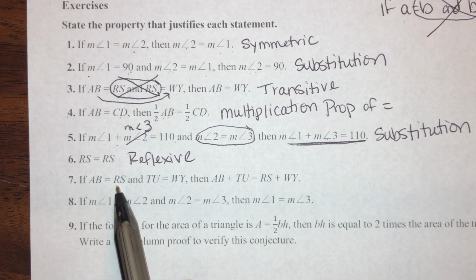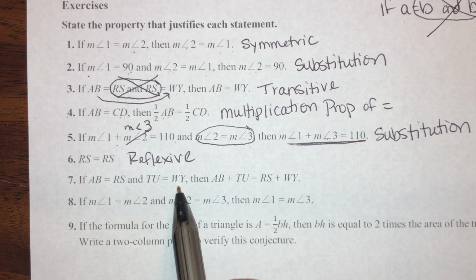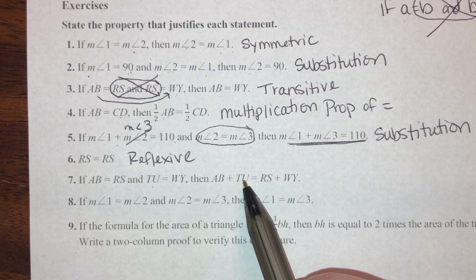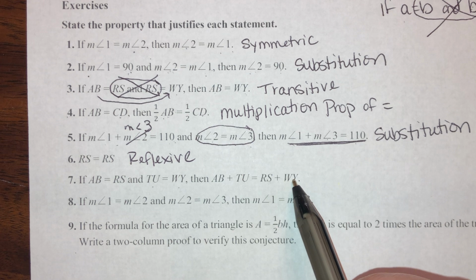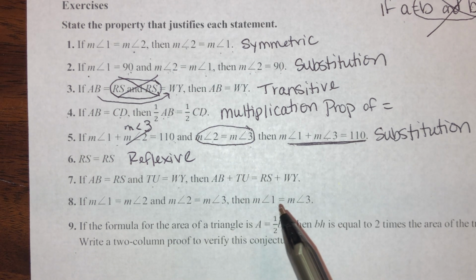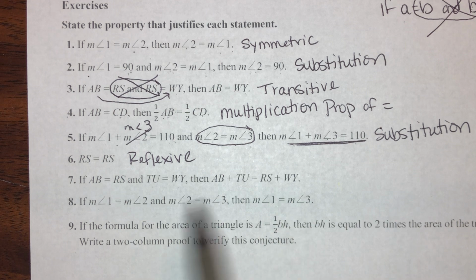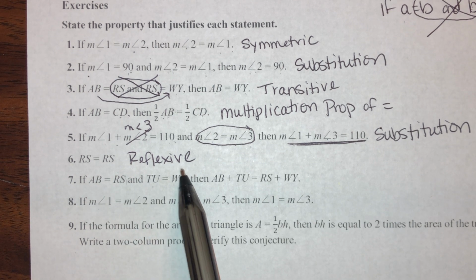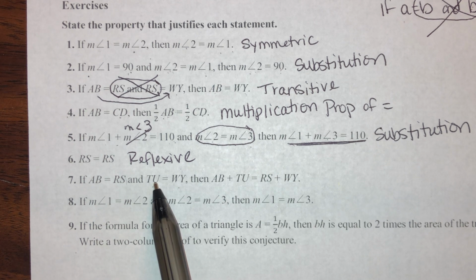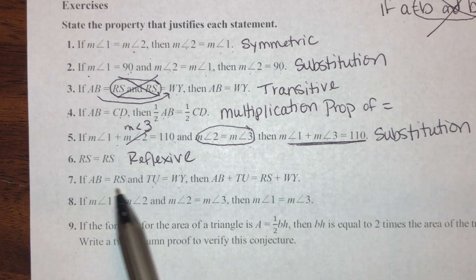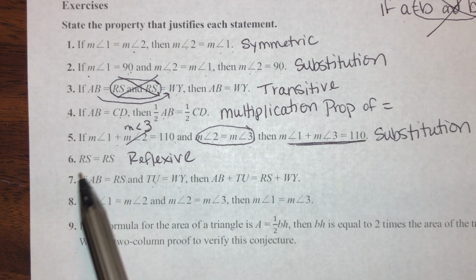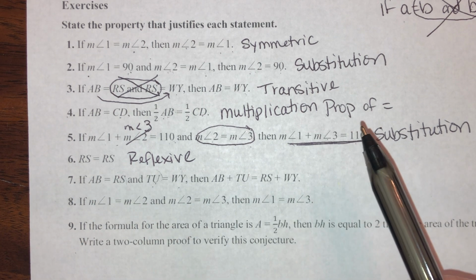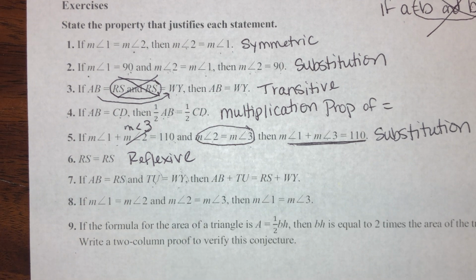7, if AB is equal to RS and TU is equal to WY, then AB plus TU is equal to RS plus WY. What? This is kind of like a two-parter, but we could cut to the chase, right? Basically, I have 2 things that are equal, and these 2 things are equal. So if I add AB plus this first one, that's going to be the same thing as adding this guy plus this second one, because this whole thing is equal to this whole thing. So I'm taking the first parts and adding them together, and that should be the same thing as the second parts added together.